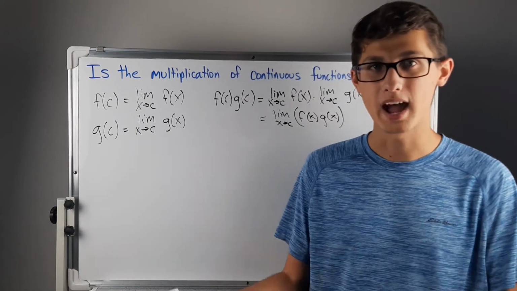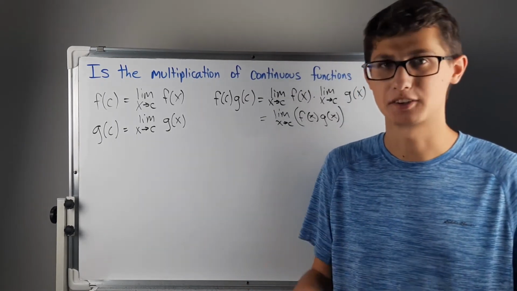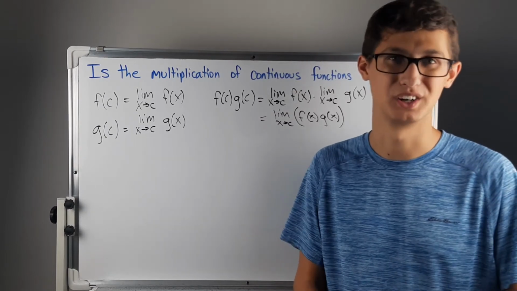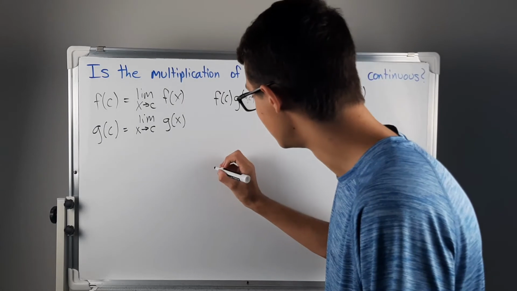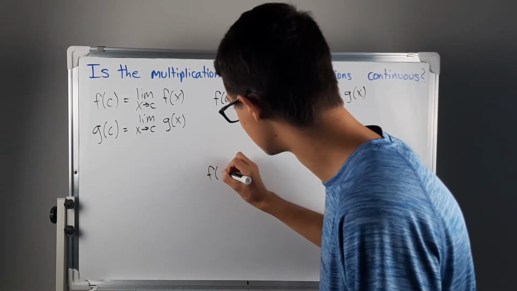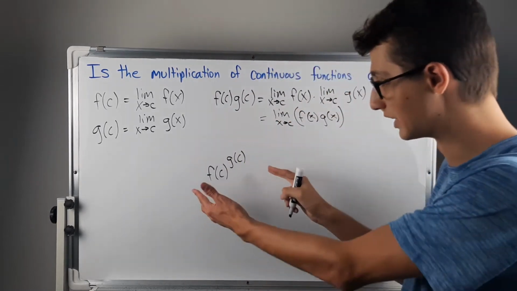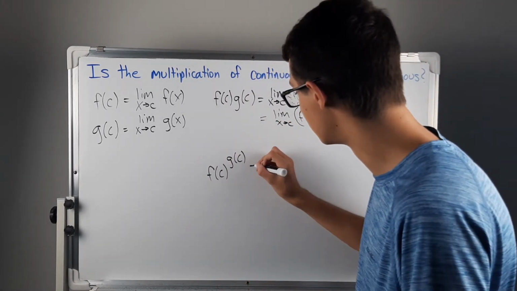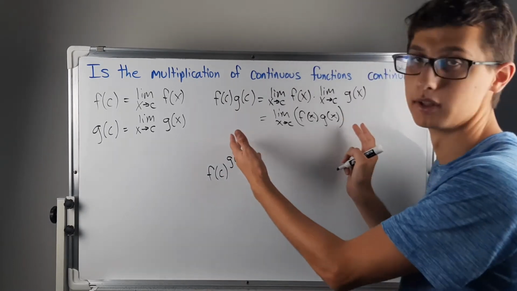Okay, so now let's go another step. Can we show that the exponentiation of two continuous functions is continuous? So what I'm saying by that is, is f of x to the g of x continuous at x equals c? Well, if you remember, you can actually represent this using multiplication.